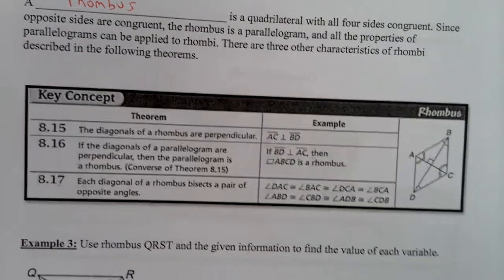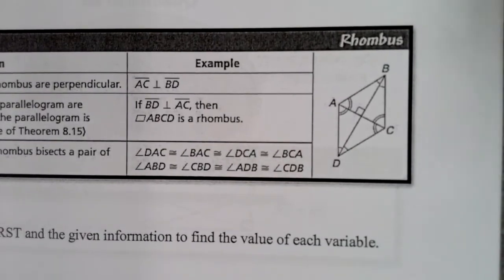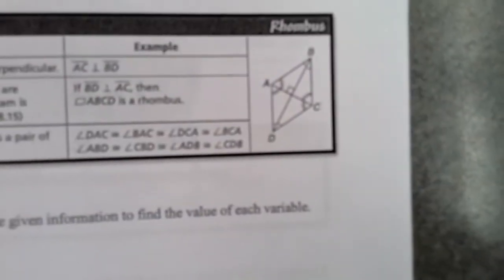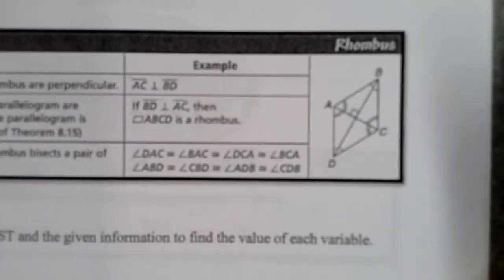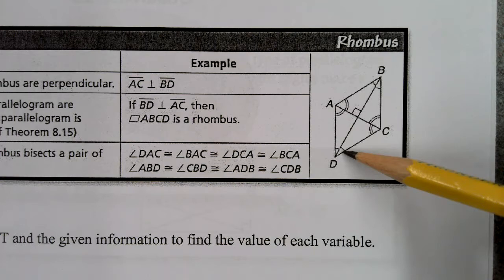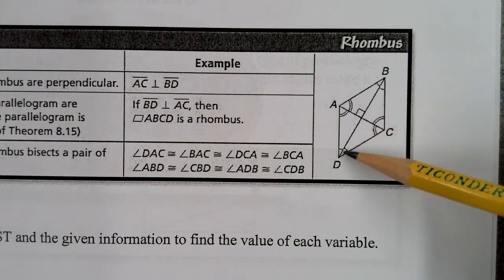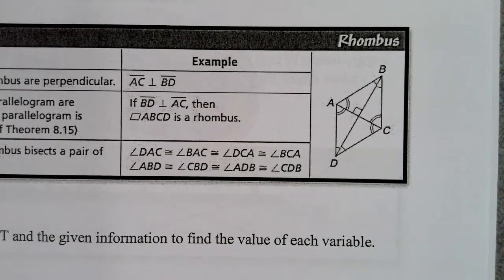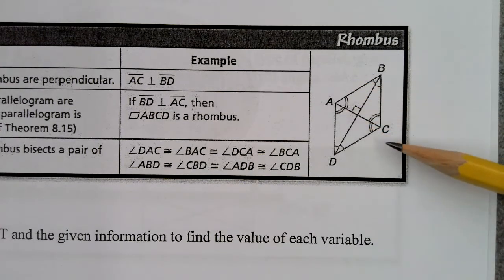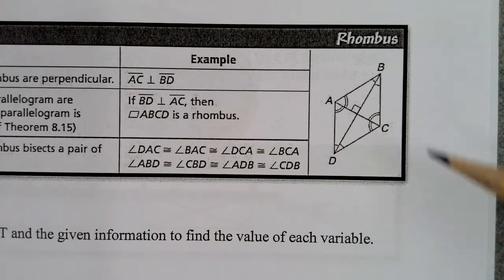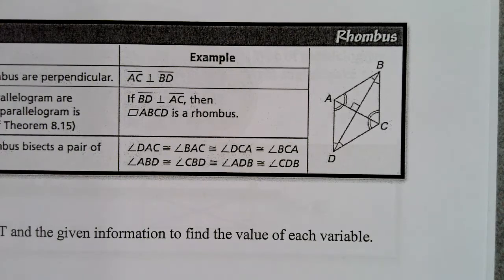So if you look at this angle right here, you see how this has one arc and this has one arc? This has one arc and this has one arc. So this diagonal bisects angle B and angle D. Angle B is cut into two congruent angles, and angle D is cut into two congruent angles. And the same thing for the other diagonal. This diagonal bisects angle A and angle C. Angle A is cut into two congruent angles, and angle C is cut into two congruent angles.